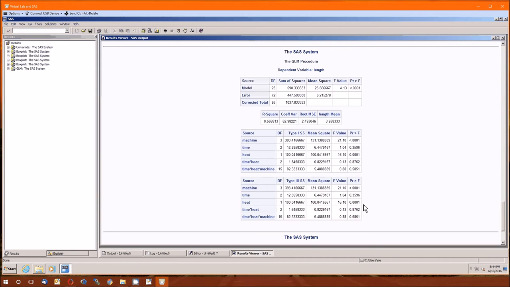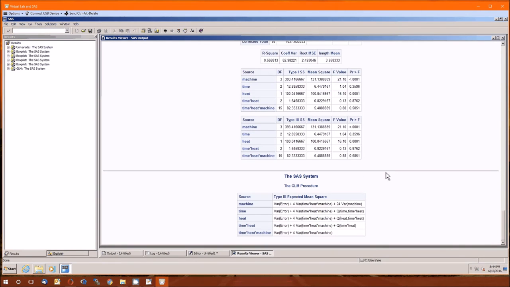Notice something. This is the middle of the table, and as the book says, these P values and F values are wrong. Why? Let's go down to this last table. This p-value of 0.8762, that's the test of time by heat. So that's variance of error plus the variance of time heat machine plus some function of time and some function of heat. This is what we're supposed to be testing, if this function of time and heat is equal to zero.